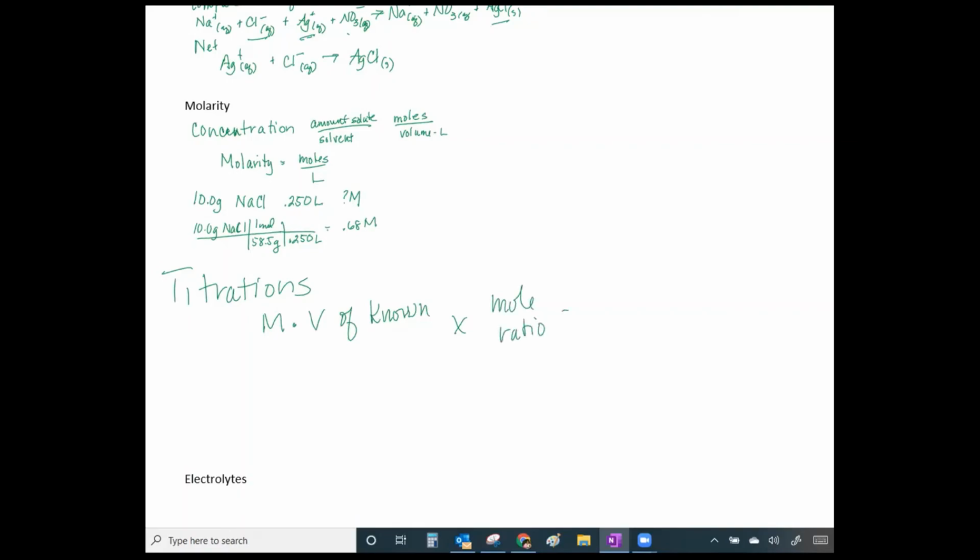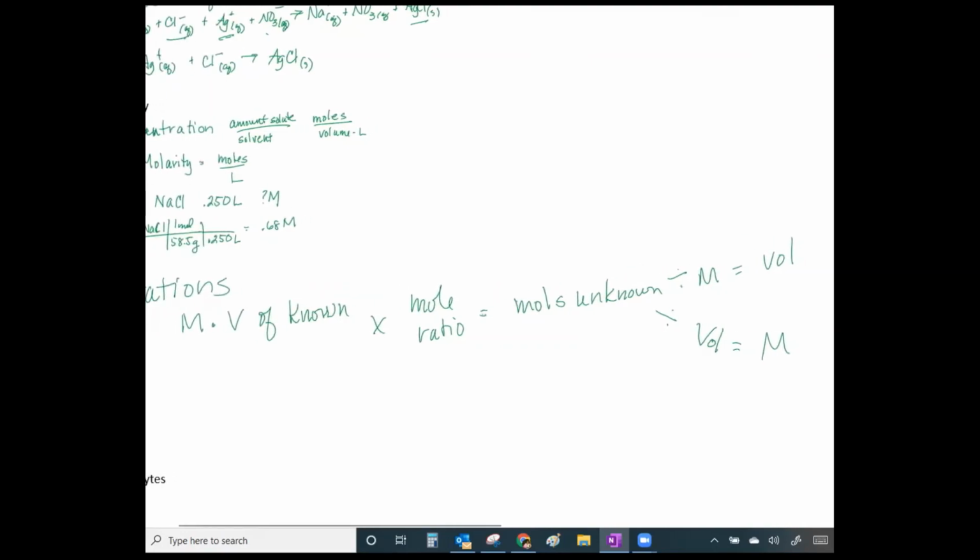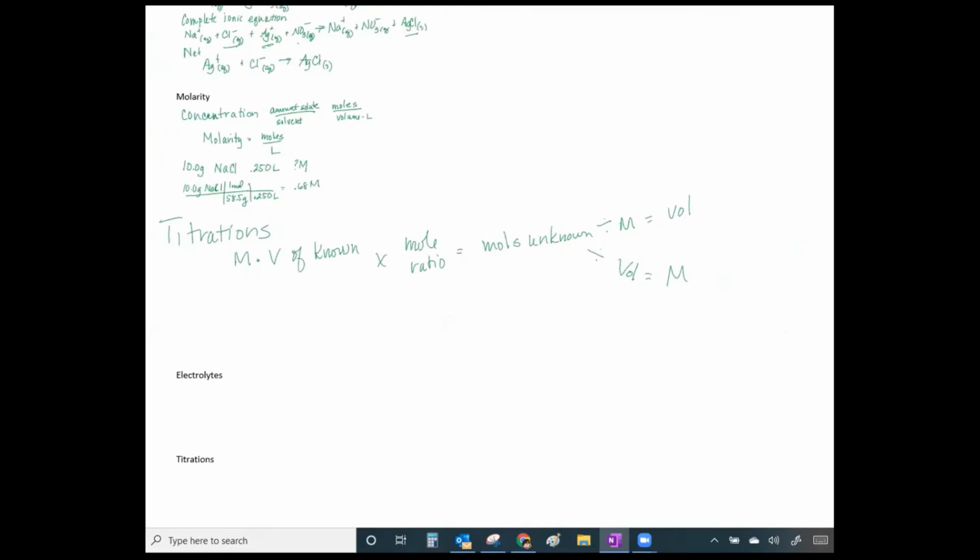And then that'll give you moles of unknown. If you want to know volume of unknown, you'll divide by molarity. If you want to know molarity, you'll divide by volume. All right? But it's just the same. And there are no questions about the indicators or neutralization reactions or anything like that. I think there's just one titration question and that's it.